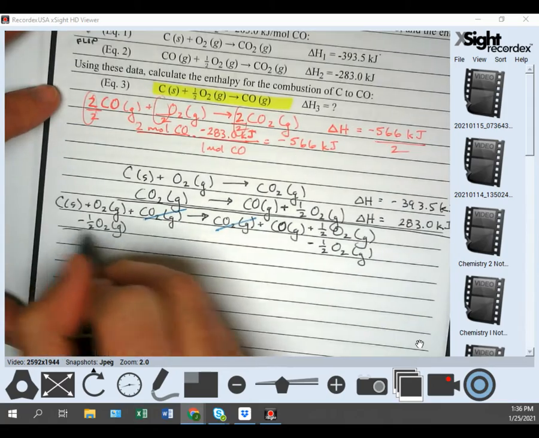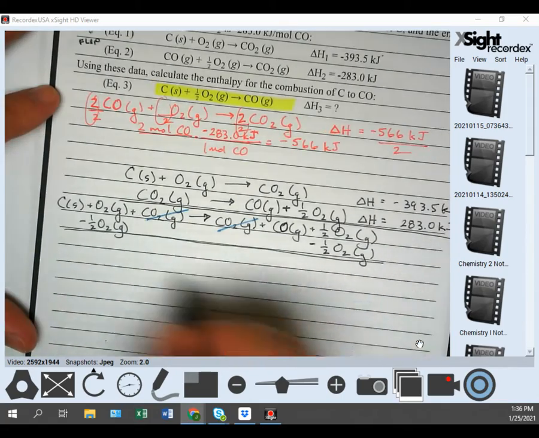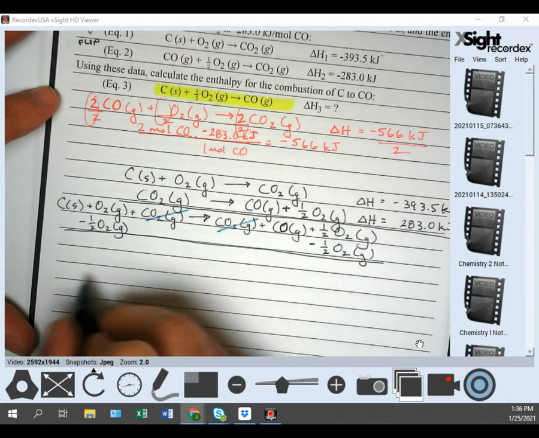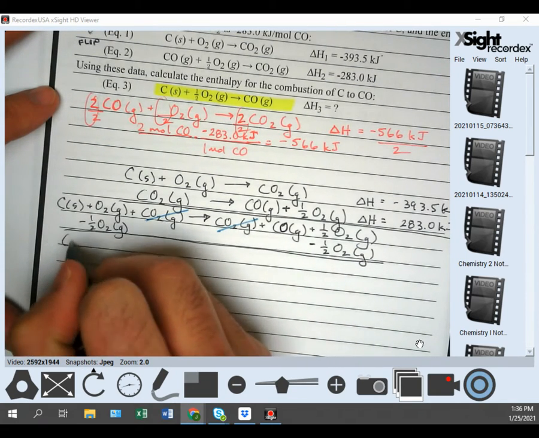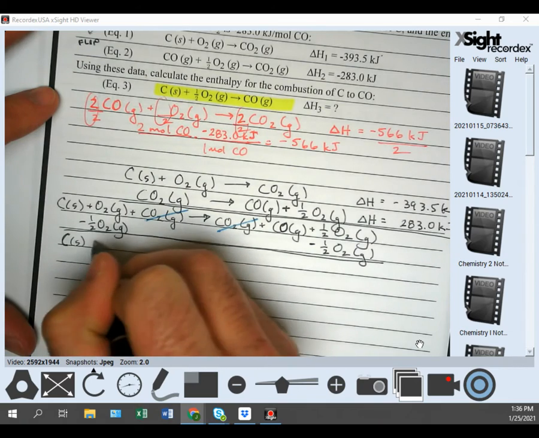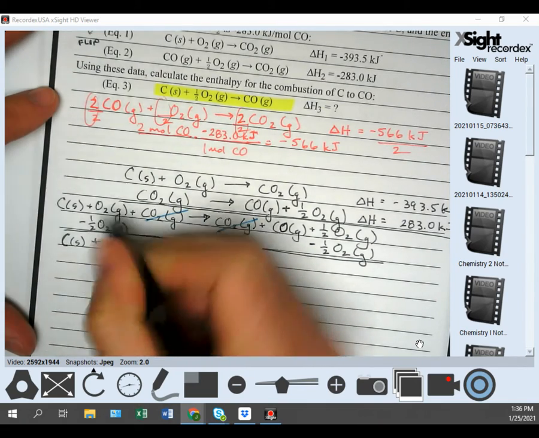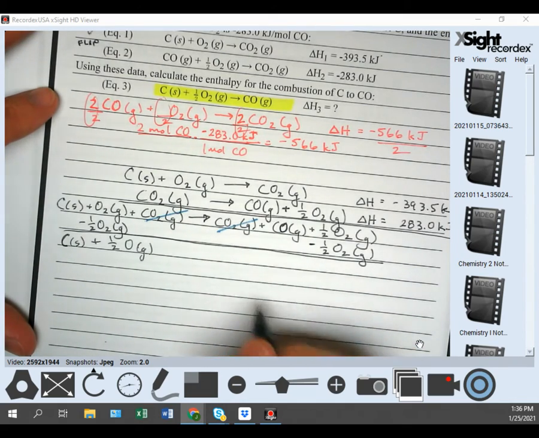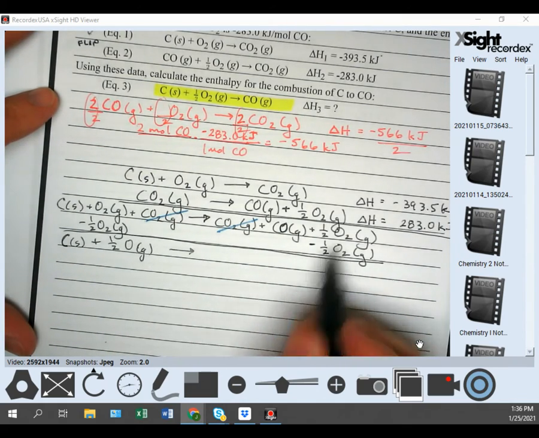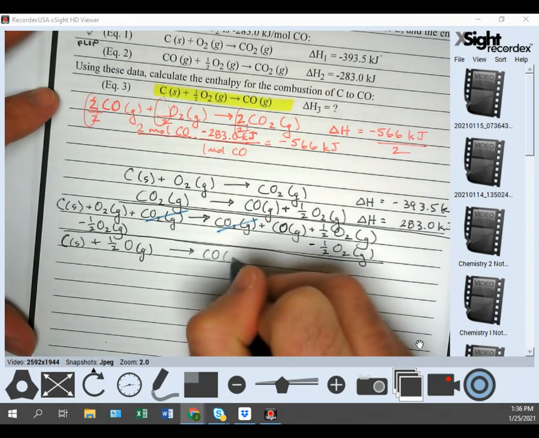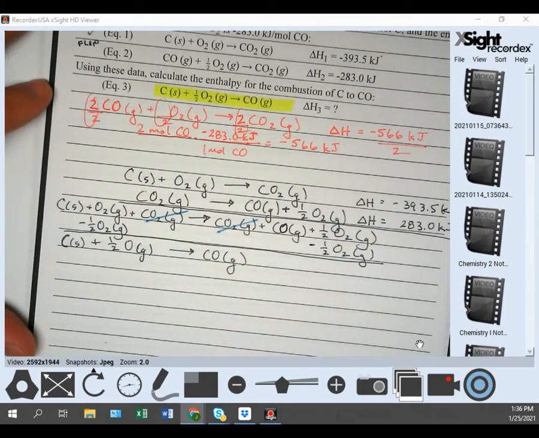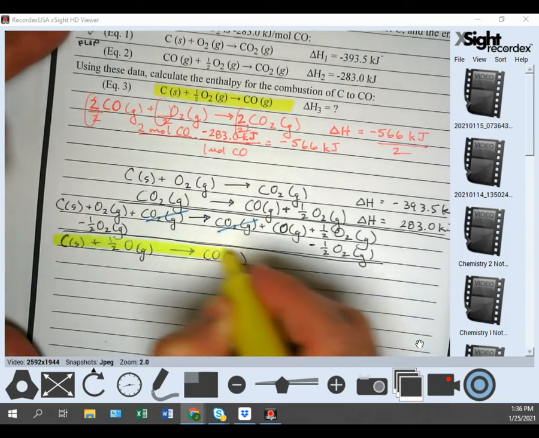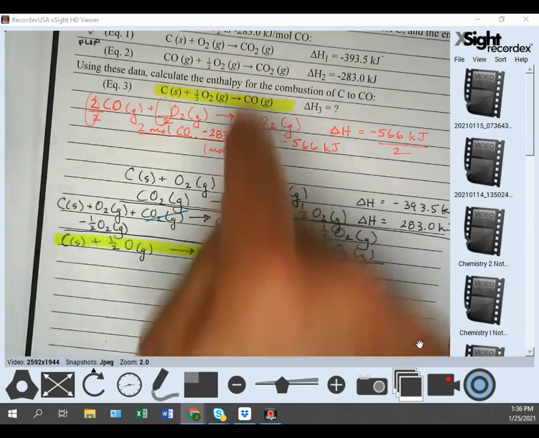All right. What do we end up with? Well, over here, we end up with carbon solid plus 1/2 oxygen, right? Because 1 minus 1/2 is 1/2. Yields, what do we have left on the right side? Just carbon monoxide gas. Which is our goal.